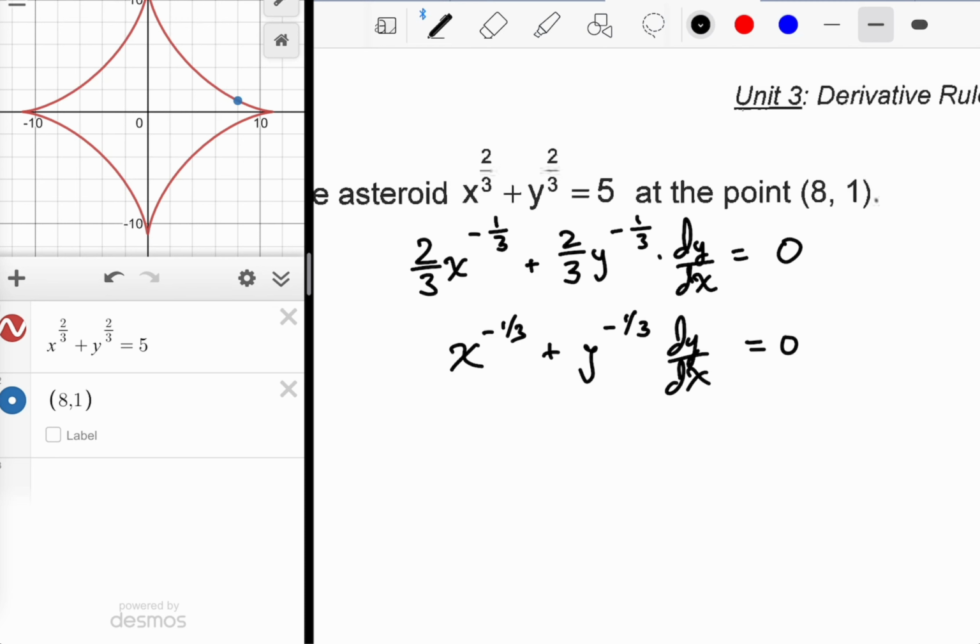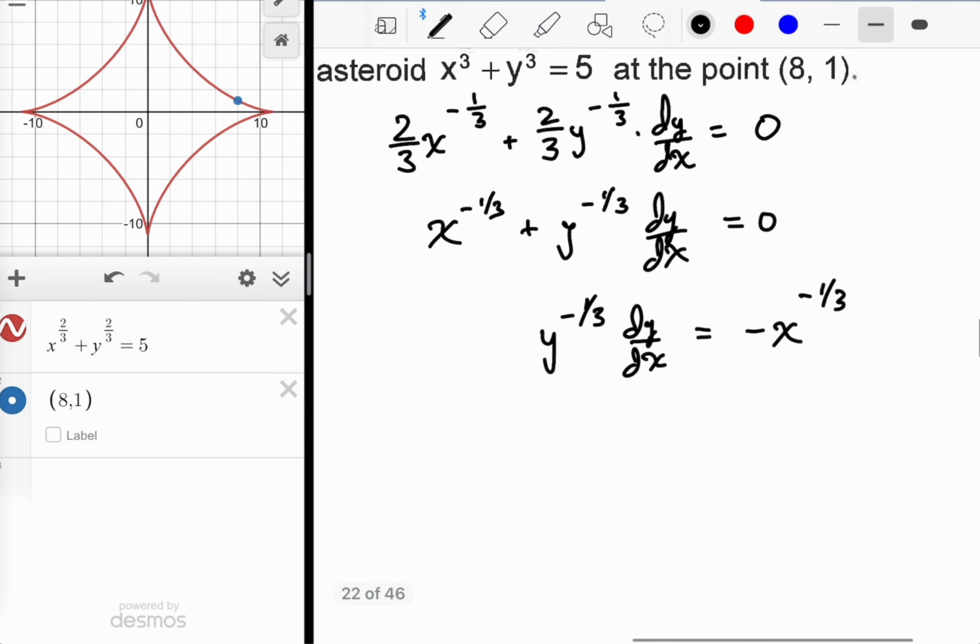I'm trying to get dy dx alone. We took a little baby step toward getting there, but we do need to get rid of that x to the negative 1/3. So I have y to the negative 1/3 dy dx. If I subtract the x to the negative 1/3 from both sides, 0 minus x to the negative 1/3 would be negative x to the negative 1/3. And then we're just going to divide out the y to the negative 1/3. So dy dx would be equal to negative x to the negative 1/3 divided by y to the negative 1/3.